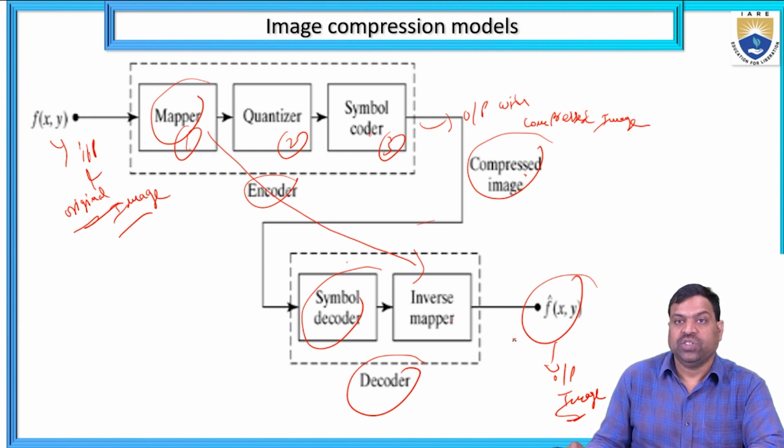So what are the stages? At the encoder: mapper, quantizer and symbol encoder. At the decoding side: symbol decoder, inverse mapper, and the output is f dash of x comma y. It is the output image after compressing and decompressing.